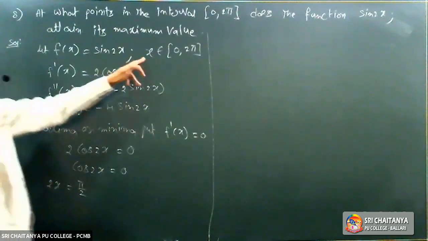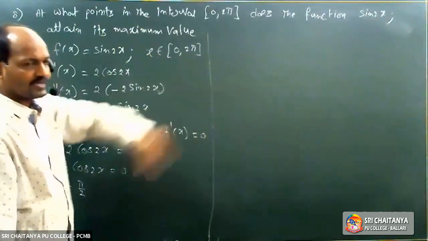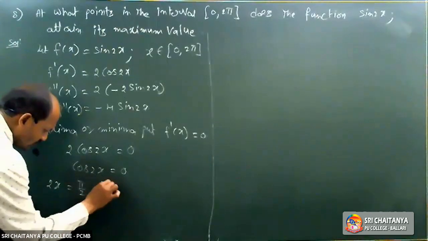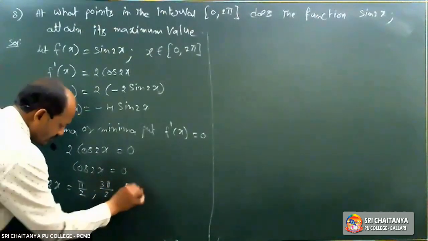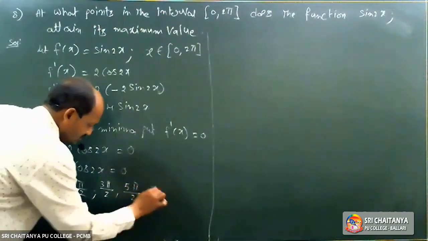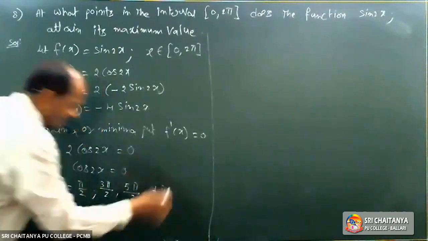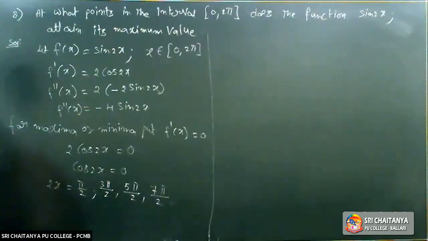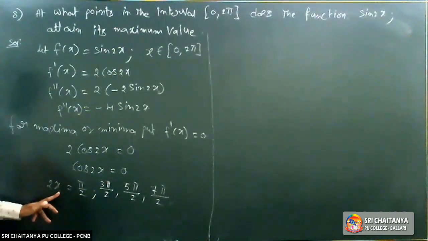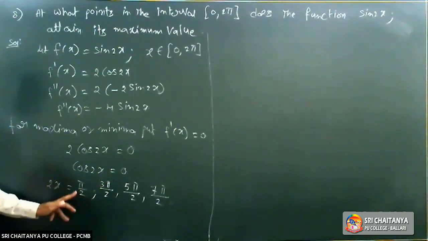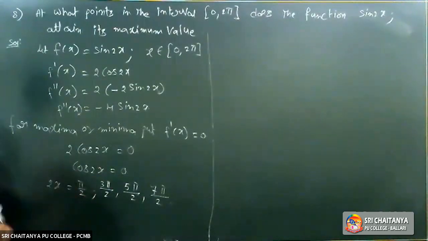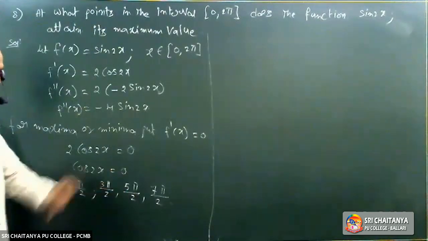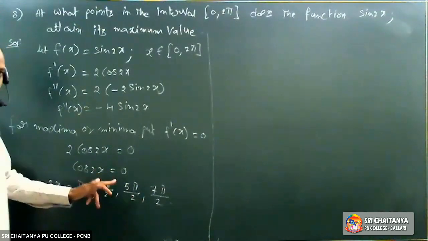But here given x belongs to 0 to 2 pi. So 2x is equal to pi by 2, 3 pi by 2, 5 pi by 2, and 7 pi by 2. At those points, cos becomes 0. Cos 2x: clearly 2x is equal to pi by 2. Cos pi by 2 value is 0. Cos 3 pi by 2 is 0. Cos 5 pi by 2 is 0. Cos 7 pi by 2 is also 0.